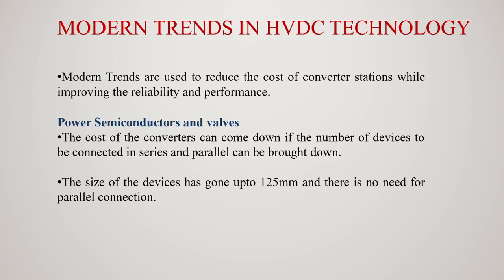First, let us see the power semiconductors and valves. The cost of the converters can come down if the number of devices to be connected in series and parallel can be brought down. The size of the devices has gone up to 125 mm in diameter, and there is no need for parallel connection.